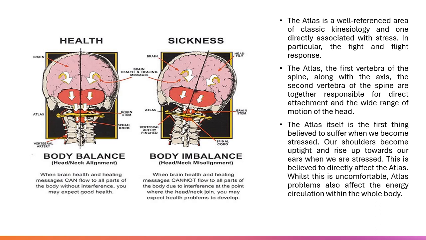The Atlas is a well-referenced area of classic kinesiology and one directly associated with stress, in particular the fight and flight response. The Atlas, the first vertebra of the spine, along with the axis, the second vertebra of the spine, are together responsible for direct attachment and the wide range of motion of the head. The Atlas itself is the first thing believed to suffer when we become stressed. Our shoulders become tight and rise up towards our ears when we are stressed. This is believed to directly affect the Atlas. Whilst this is uncomfortable, Atlas problems also affect the energy circulation within the whole body.